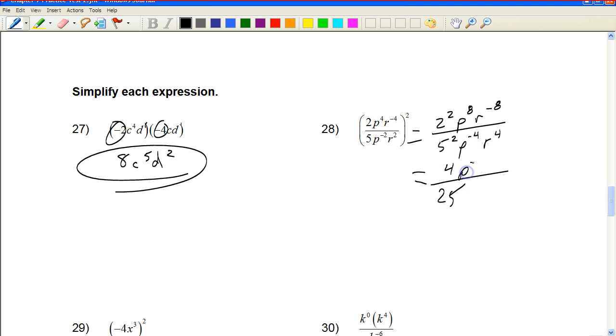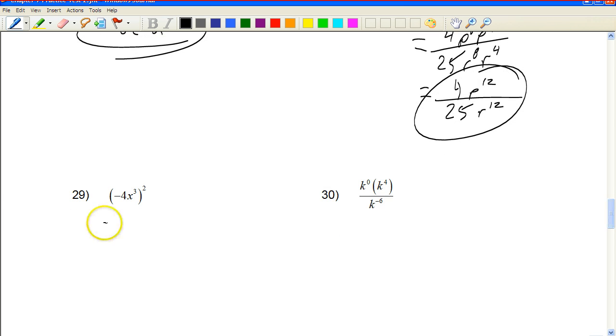This guy stays. That guy changes. And we're going to go to the bottom. That guy changes. That guy stays. 4 over 25 is still just 4 over 25. P to the 8th times p to the 4th is p to the 12th. R to the 8th times r to the 4th is going to be r to the 12th. That's our answer.